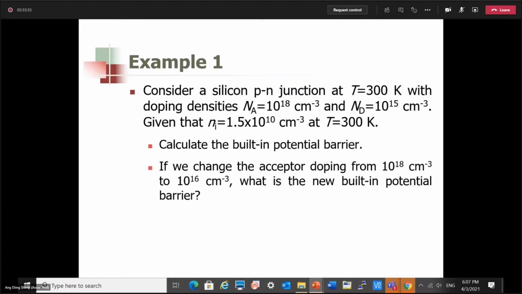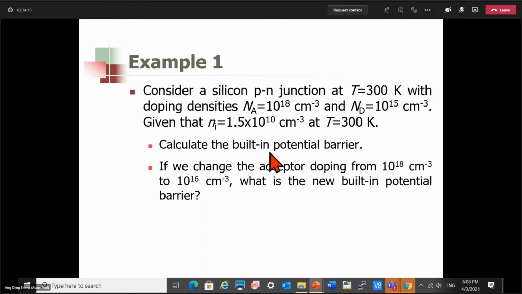Now, before I finish today, I just want to go through two very simple examples. Let's see what we can learn from them. In example one, we calculate the built-in potential of a silicon PN junction at 300K, with the doping on the P side at 10 to the power 18 per centimeter cube, and on the N side at 10 to the power 15 per centimeter cube. Ni is also known. So it's a simple calculator exercise.